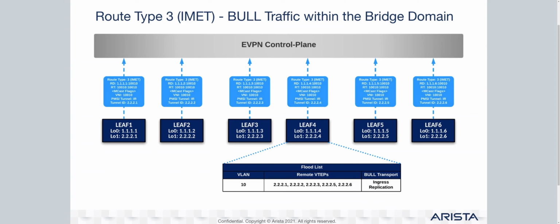This route is, of course, still used to populate the flood list. So leaf 4 receives the IMET route from the other VTEPs and says, okay, I now know that those are the remote VTEPs I should add to my flood list for bridge domain VLAN 10.